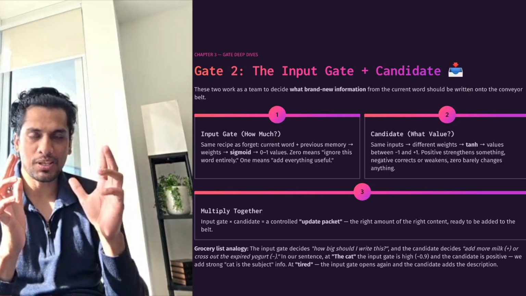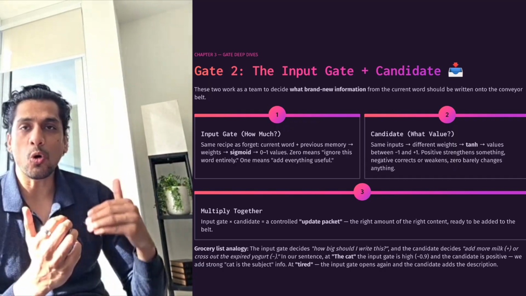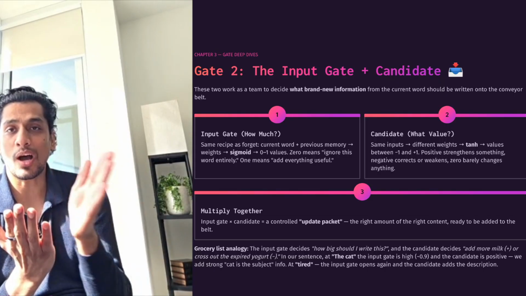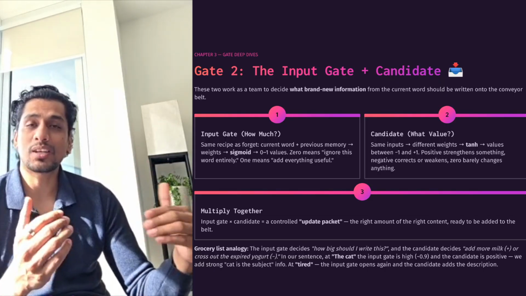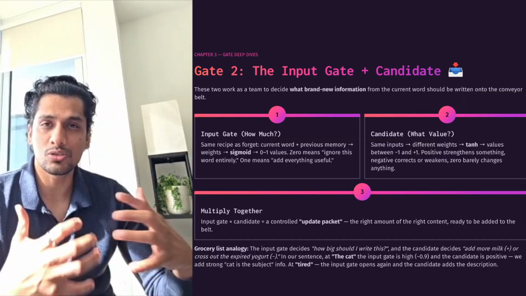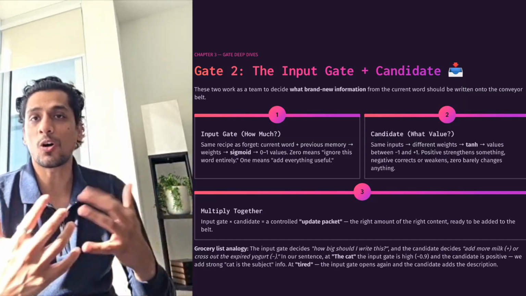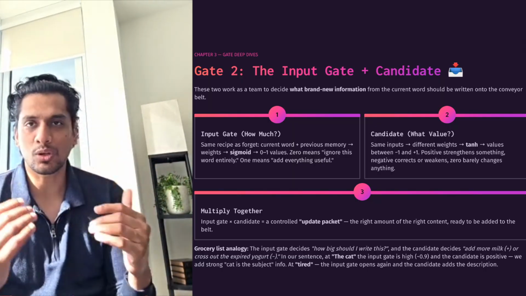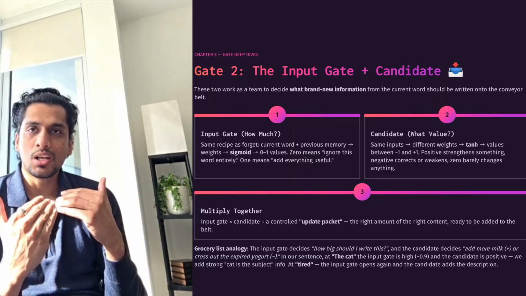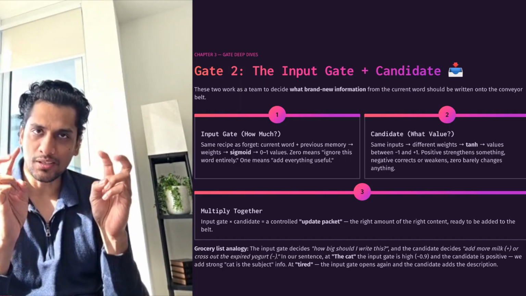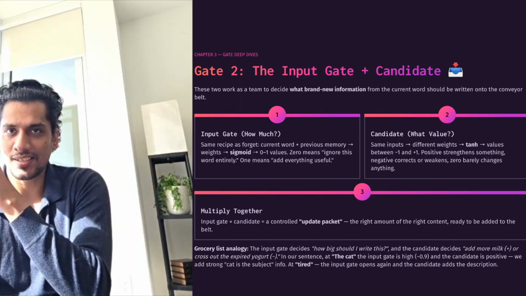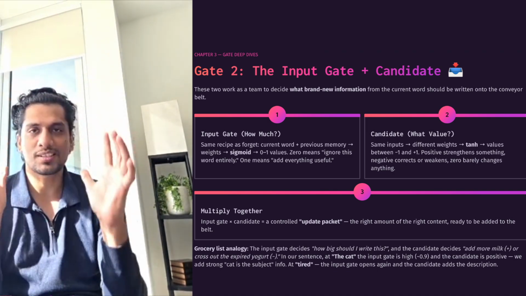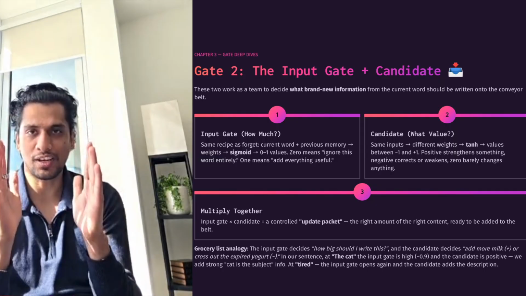Positive to strengthen something more, negative to correct or weaken something, and 0 to barely change anything. And understand this, because if it was just sigmoid, then we would always just add more information. Because tanh can add values from -1 to 1, we can use that to correct stuff. We can use that to tweak stuff in a positive or a negative way, or we could be close to 0 to just accept whatever we are getting. Then we multiply the input gate, how much, by the candidate. That gives us a nice controlled updated packet for this entire process in the second phase, which is the input gate.